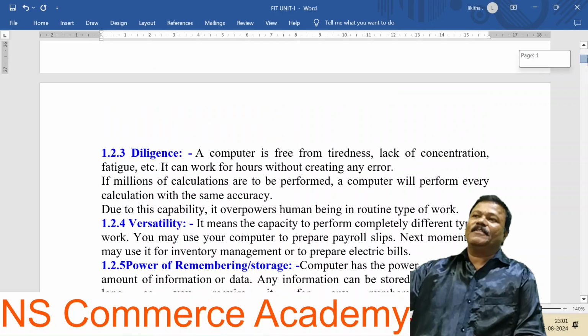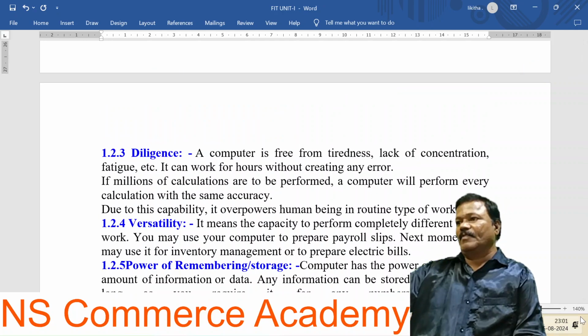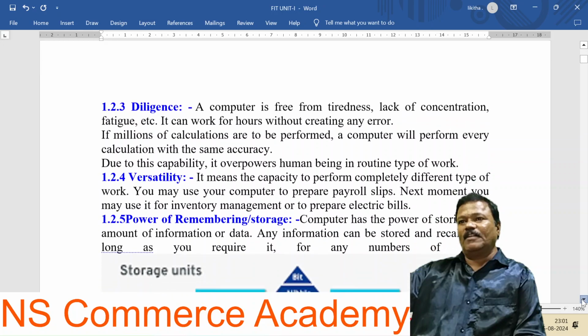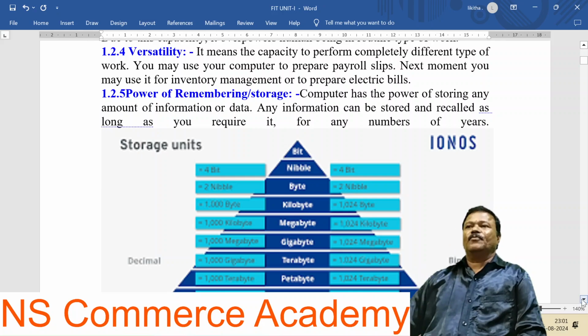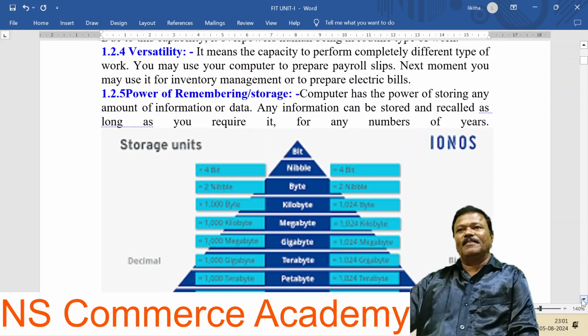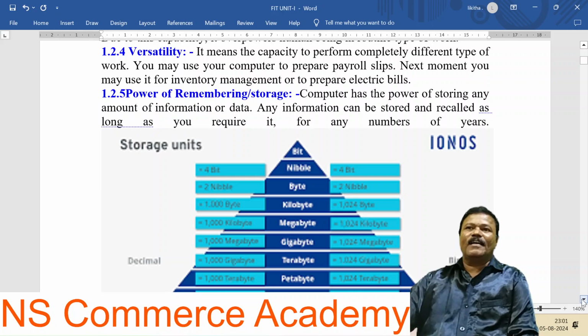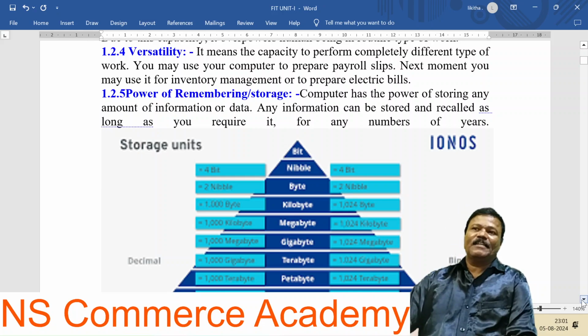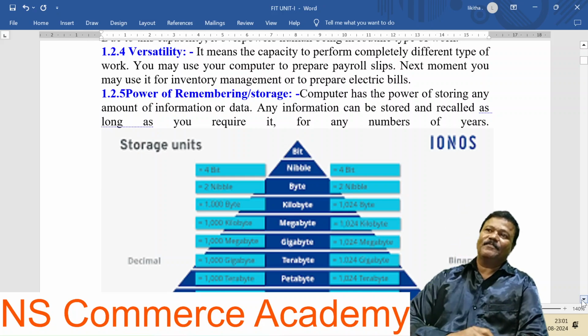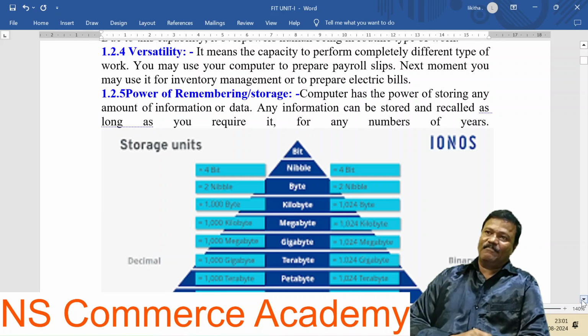And the fifth feature of a computer is storage, or the power of remembering. A computer has the power of storing any amount of information or data. Any information can be stored and recalled as long as you require it, for any number of years. The storage capacity of the computer can be measured in terms of bits and bytes.